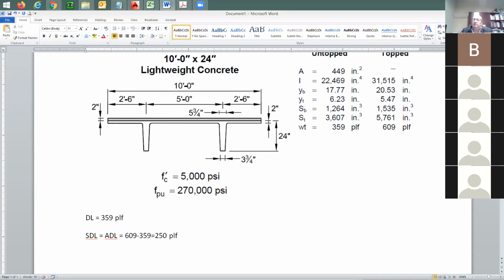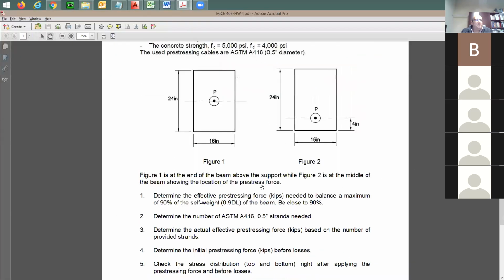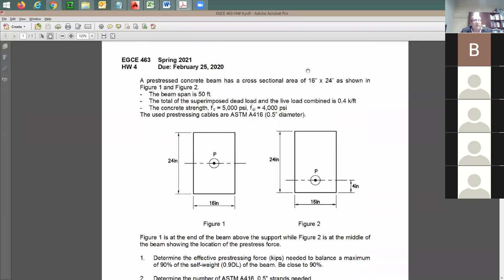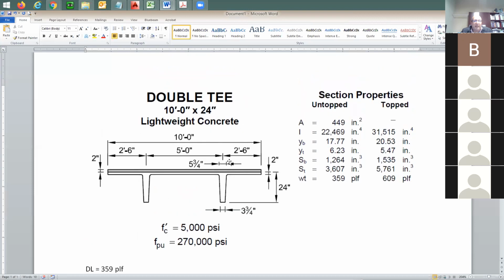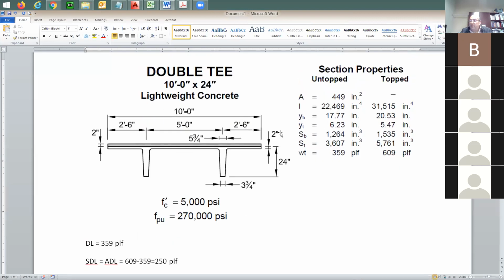How did you do it in the past? We just added the superimposed dead load and the live load in one shot. We said it's going to be 0.4, but we didn't know where this superimposed dead load, the additional dead load, was coming from. So in here, I'm telling you that the self weight of the beam, which is a dead load, is going to be 359. The additional dead load is going to be the difference between the topped and the untopped. Are we clear on this?